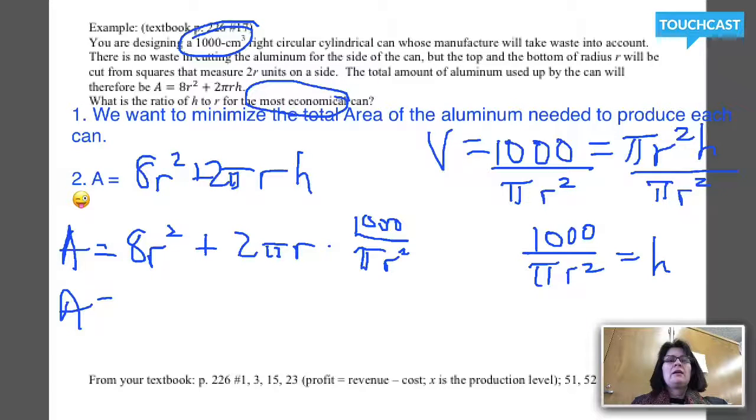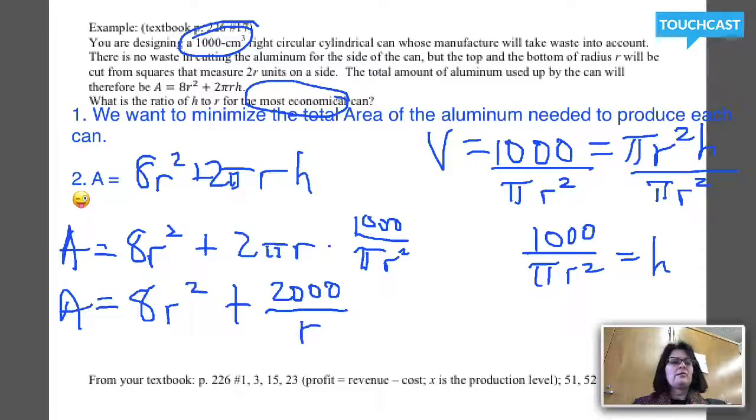So A, in its simplified form, is 8r squared plus 2,000 over, the pi's are going to cancel, that's nice, and one of the r's is going to cancel. I'm going to have 2,000 over r. So can I write an expression for A in one variable? Yes. A is equal to 8r squared plus 2,000 divided by r.